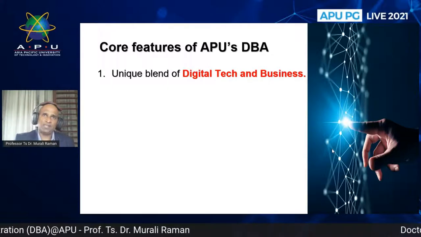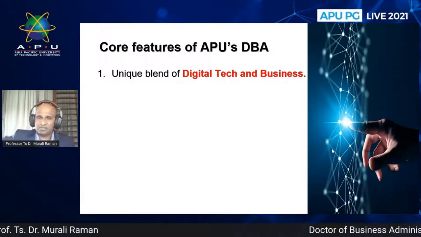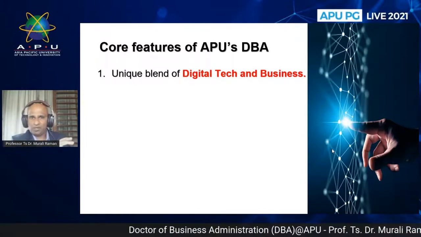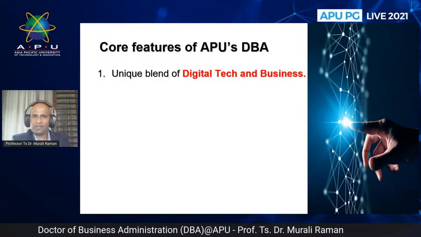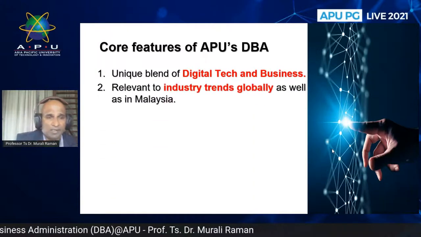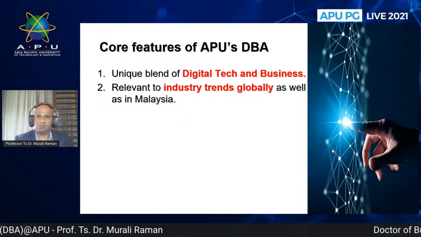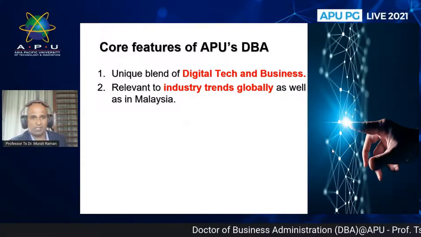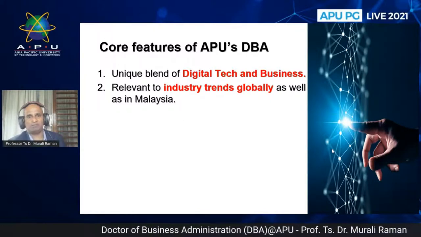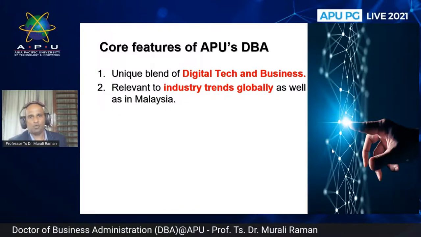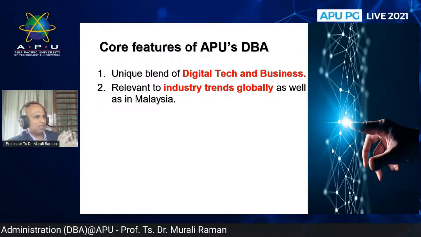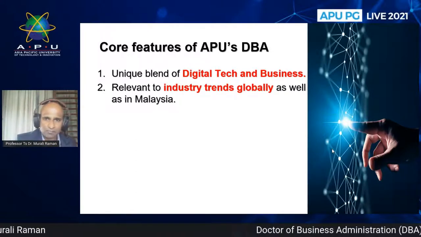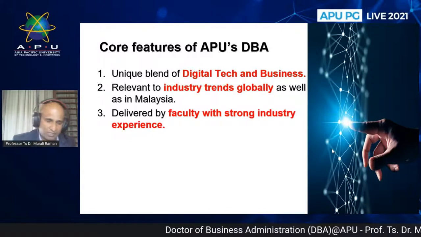When you look at technology, the nine pillars of the IR 4.0 space, and we combine that with business thinking, what's the way forward? It's a unique blend of both tech and business offering in the DBA program. And it's very relevant to industry trends, to global trends. The modules are derivatives of things that are happening around us, and that's how they are written, to ensure that you get the best of what's happening out there, working on cases, solutions, and problems that are a reflection of what's happening in mainstream industries across the world, as well as in Malaysia. So that's the second strength.